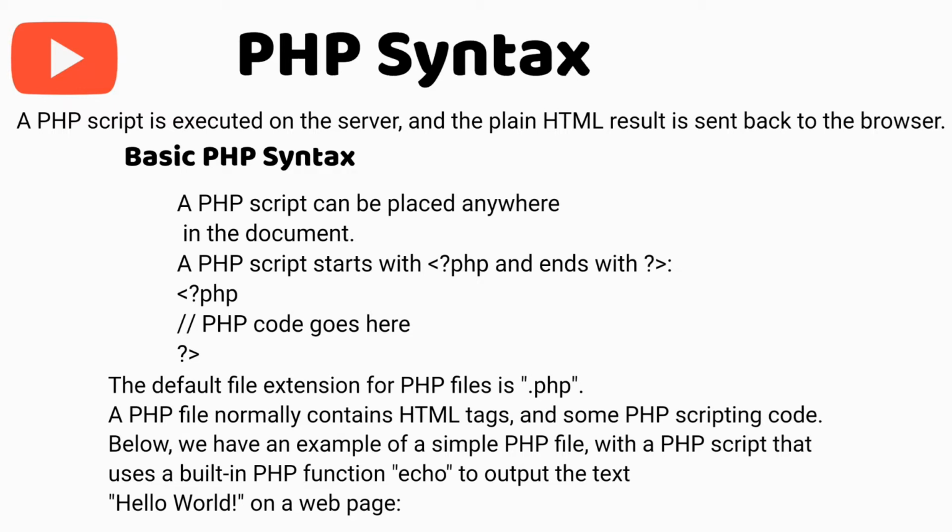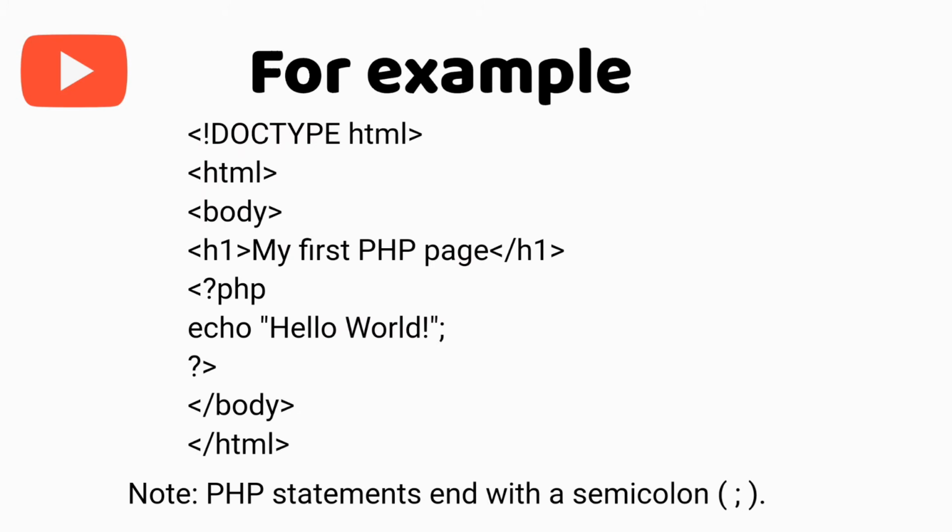A PHP file normally contains HTML tags and some PHP scripting code. Below, we have an example of a simple PHP file with a PHP script that uses the built-in PHP function echo to output the text "Hello World" on a web page. For example, <!DOCTYPE html>. This is a basic syntax in HTML. <?php echo "Hello World"; ?>. Note, PHP statements end with a semicolon.